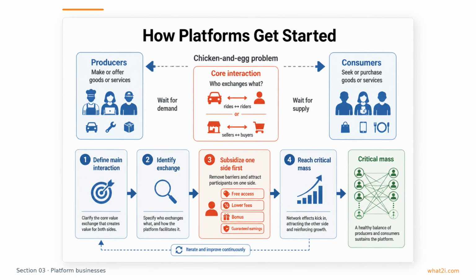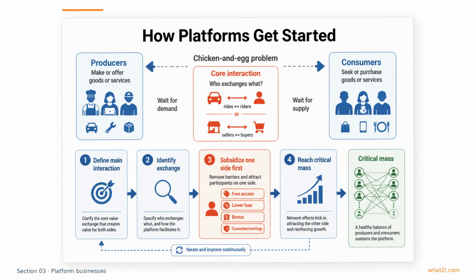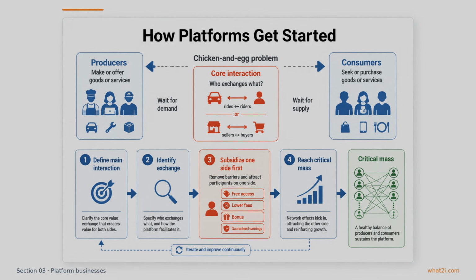Getting a platform started is difficult because each side of the market often waits for the other. Sellers want buyers before they join, and buyers want enough supply before they bother looking. That is the classic chicken and egg problem. Successful platforms usually begin by defining one core interaction very clearly, such as rides between drivers and riders, or jobs between businesses and freelancers. They then subsidize one side of the market, often through lower fees, free access, or guaranteed earnings to get the system moving. The goal is to reach critical mass in a narrow use case before expanding outward.